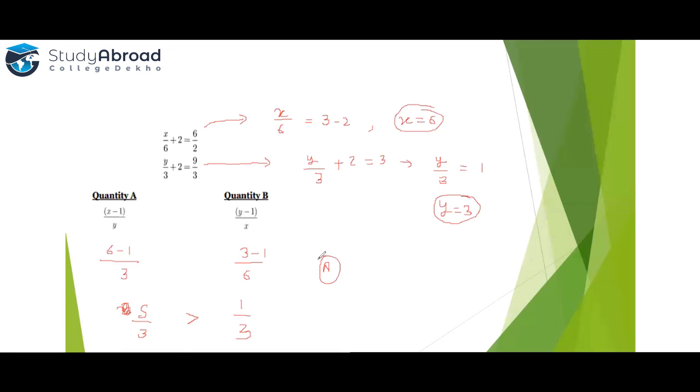So here also we solved the given condition algebraically and we were able to find the values of x and y separately, and we got to our correct answer, that is, quantity A is greater than quantity B. Okay. Let's move on to our next question.